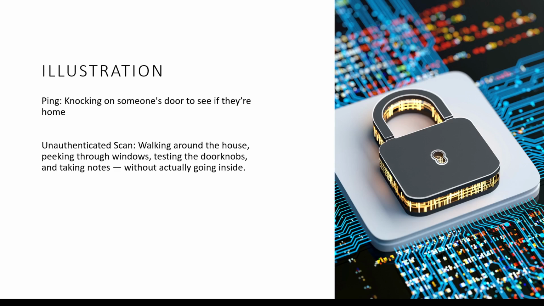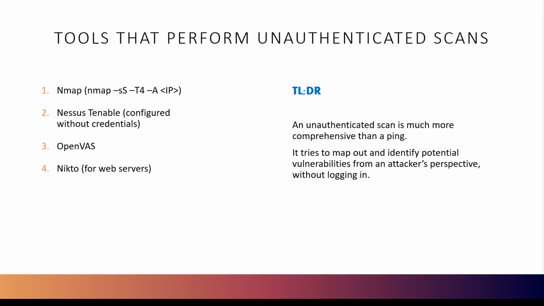Let's look at a few tools. The tools that you could use to perform an unauthenticated scan are Nmap, Nessus by Tenable, which we'll be using, OpenVAS, and Nikto for web servers. But the TLDR of this particular scan is that it's much more comprehensive than a ping.